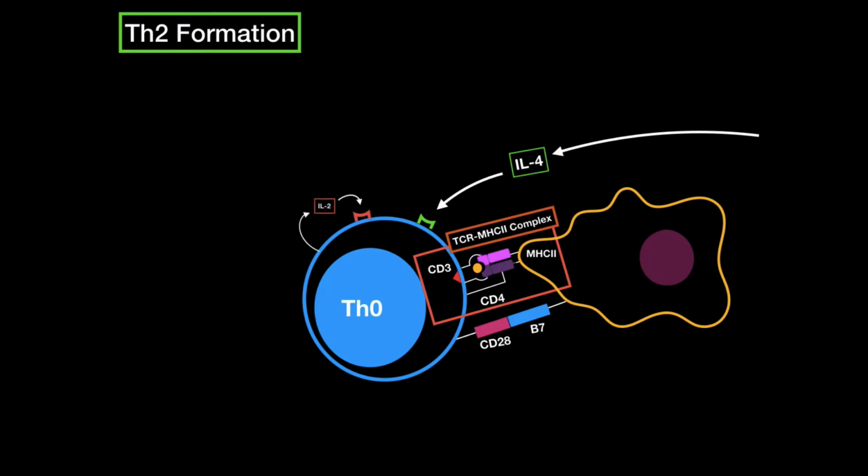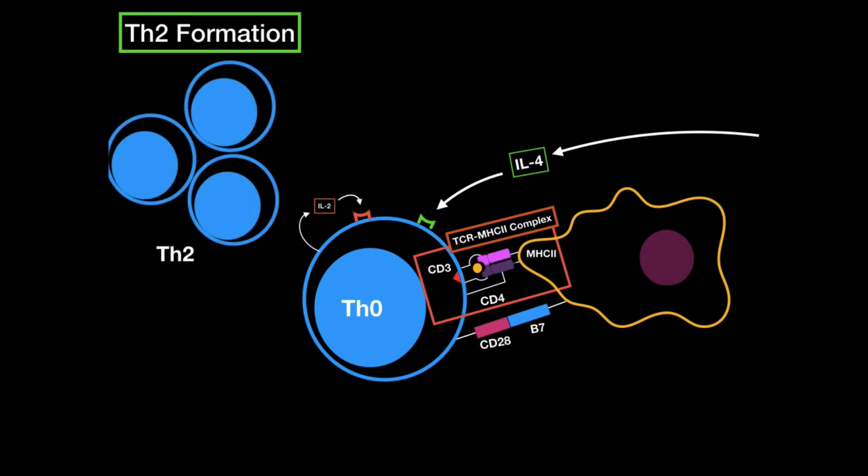And then it will release interleukin 2, which will bind to its own surface. This is called an autocrine function. And this causes the cell to proliferate and differentiate into effector T helper cell 2, which will express CD40 ligand and will also release interleukins.